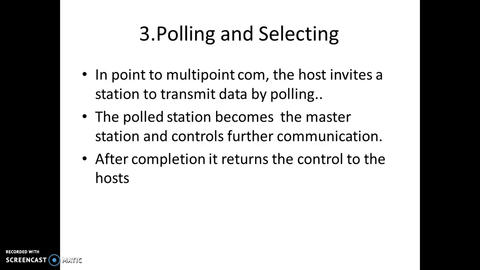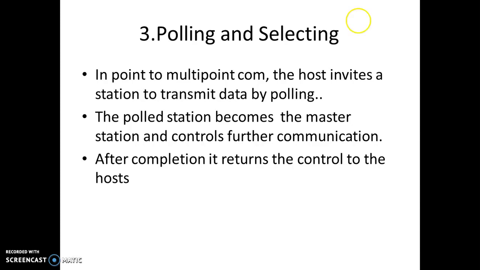Suppose we have a host and there is a tributary station. The host can ask the station whether the station wants to transmit data. This is called polling. And if the host tells the tributary station that the host wants to send data, please receive it, then it becomes selection.